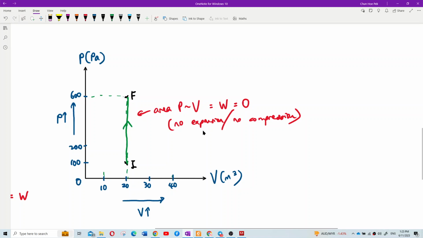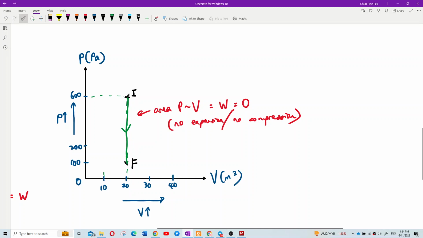The process can also go down, not necessarily have to go up. What's the difference? Maybe some of you will ask what the difference is between going up and going down. The difference is from high pressure going to low pressure, whereas just now it was from low pressure going to high pressure.